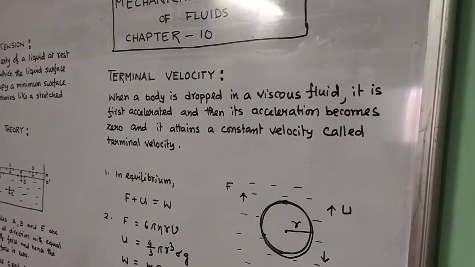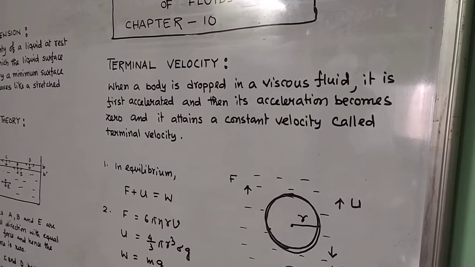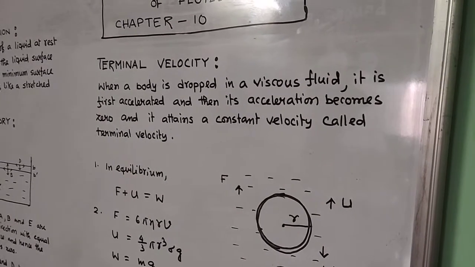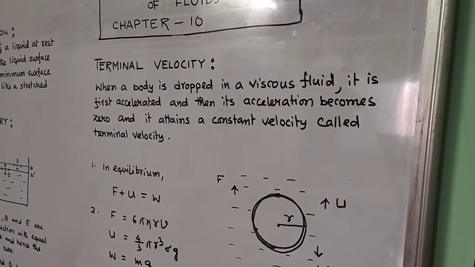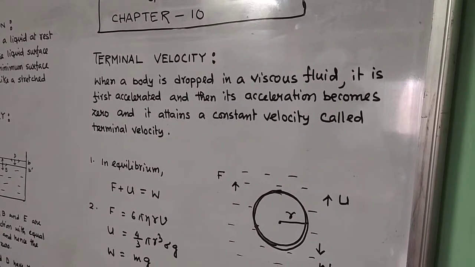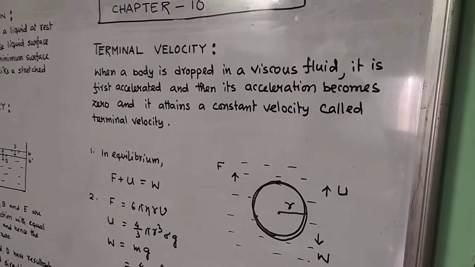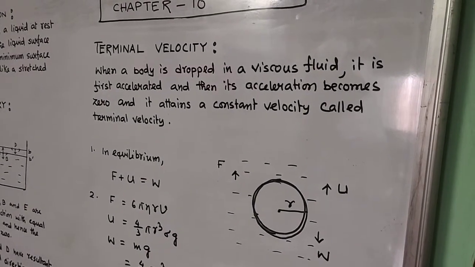Now what is terminal velocity? Let me try to define. When a body is dropped in a viscous fluid, it is first accelerated and then its acceleration becomes zero and it attains a constant velocity called terminal velocity. So you can say the terminal velocity is your constant velocity.